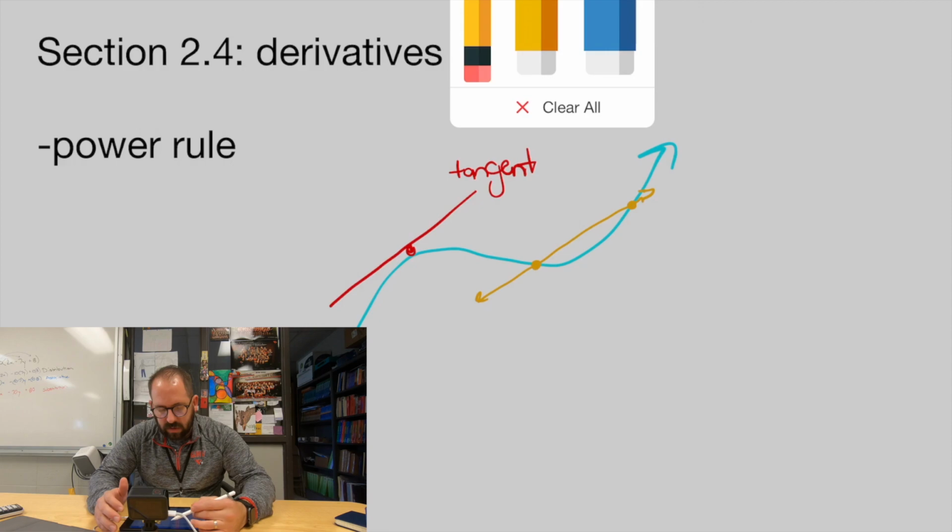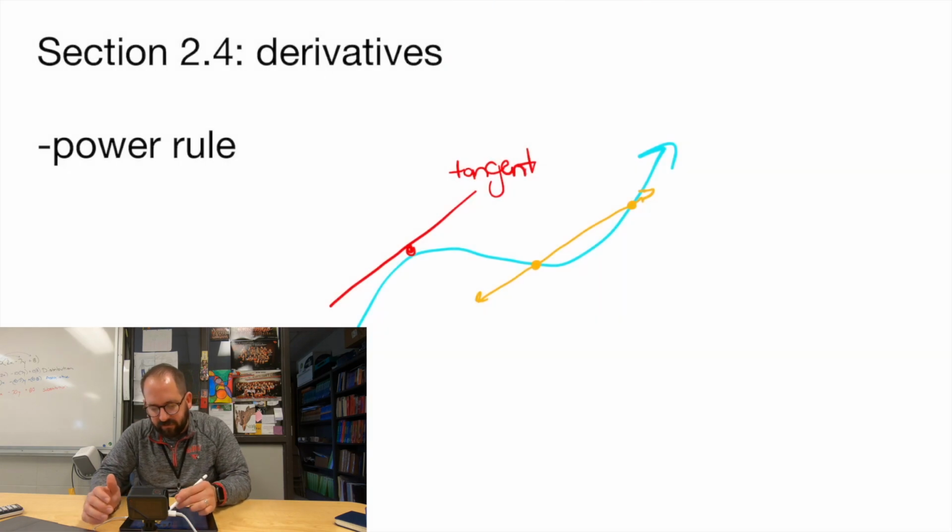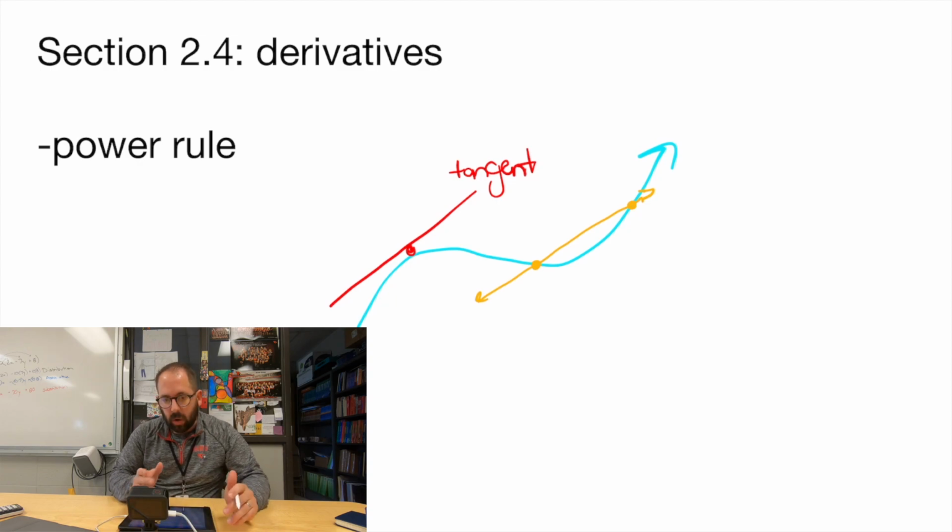So what I introduced for the first time yesterday was this idea that we have shortcuts for finding slope. The shortcut is called the power rule. It works for polynomials. It's pretty clever the way that it works. It's one of those things that I just want you to see how you do it.